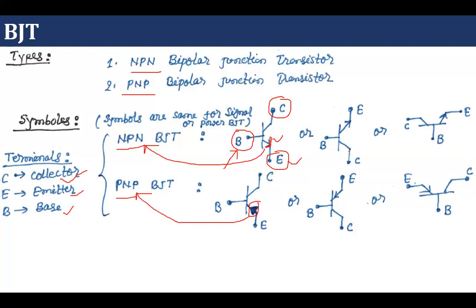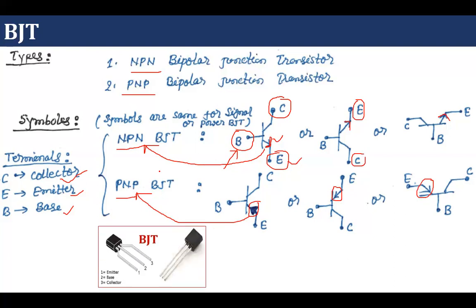We can have any orientation, like here the emitter is drawn at the top and the collector at the bottom, but we have to mark the arrow at the emitter only. If I draw the symbol in this way, again we have to mark the arrow on the emitter terminal. Here also it is true: if it is towards the device, it means PNP. If it is away from the device, it means NPN bipolar junction transistor.